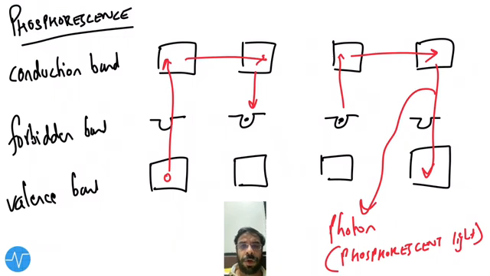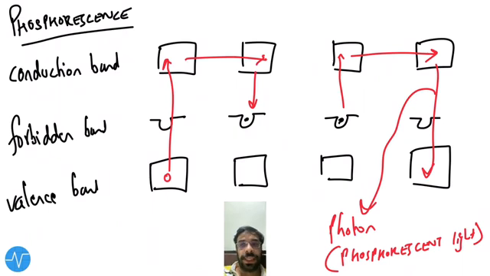Now let us learn about phosphorescence. Same three energy band levels: conduction band, forbidden band, and valence band. Now the electron in the valence band, when the X-ray has struck, again goes into the conduction band, but here from the conduction band it goes and rests in the forbidden band. Now when the second stimulus is given, in the form of heat or other, then from the forbidden band it again goes into the conduction band and drops to the valence band. This difference is given out in the form of a photon or phosphorescence light.